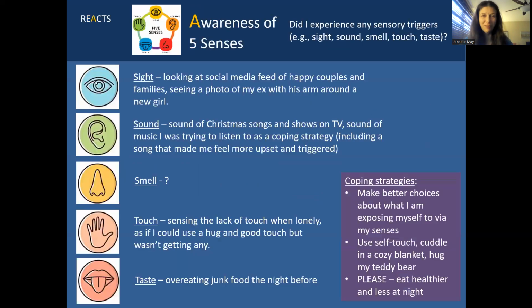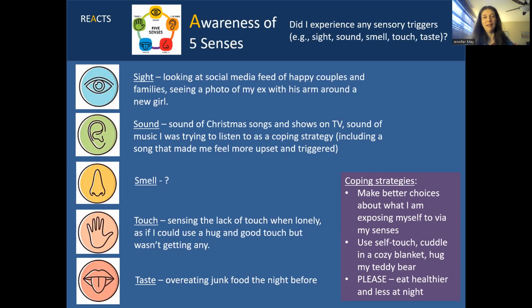Okay, tripping over my words here, guys. All right. So the A of REACTS, awareness of 5 senses. So if I'm looking back at the scenario, okay, so sight, I'm looking at the social media feed of happy couples and families, which make me feel worse. And then I see a photo of my ex with his arm around a new girl. So the sight of those things, kind of painful, obviously.